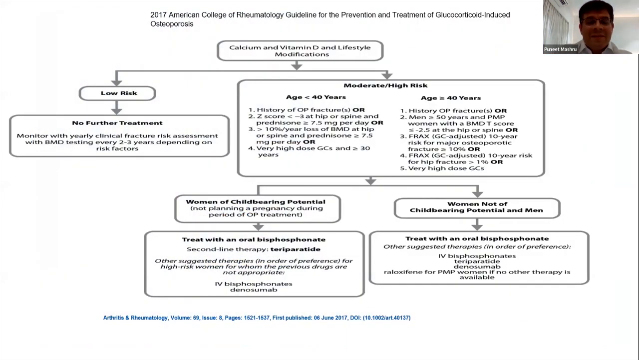the BMD values and we put them into FRAX, and this is the ACR guideline for treatment of GIOP. And you can see that it uses the FRAX and the BMD values to come to a diagnosis and to help us decide whether we need to treat these patients for osteoporosis.